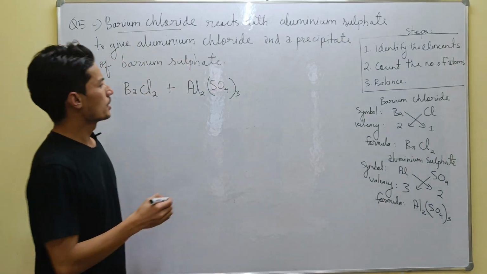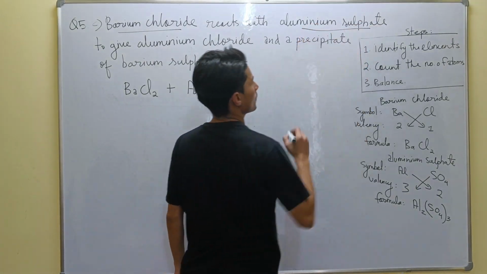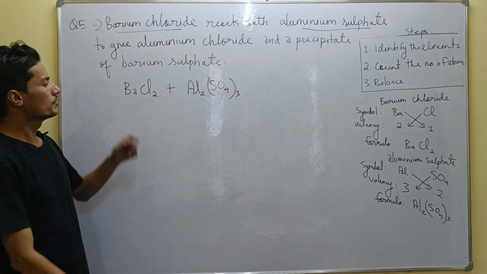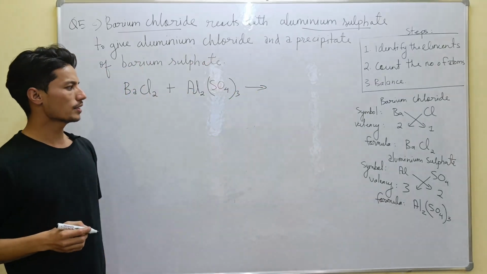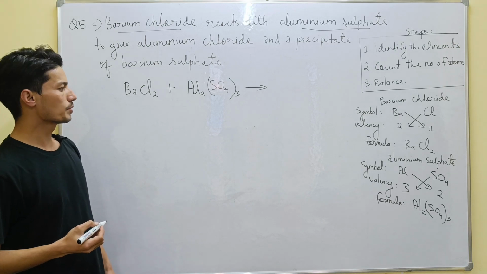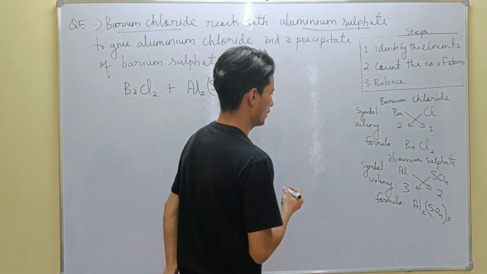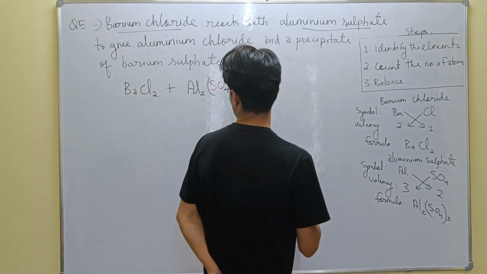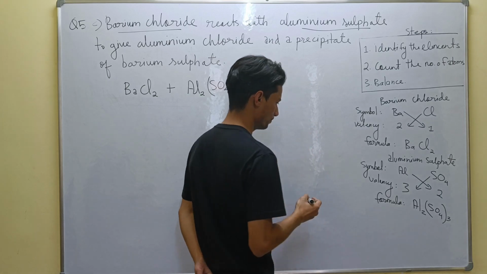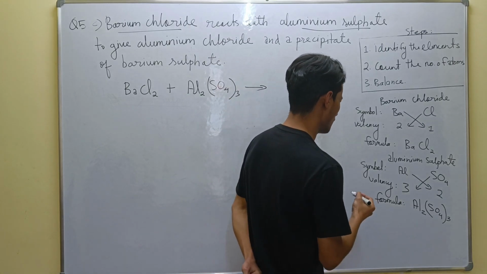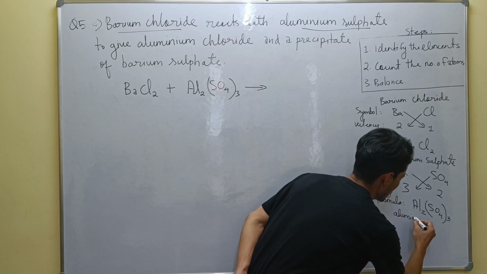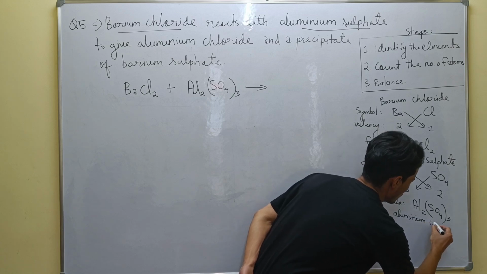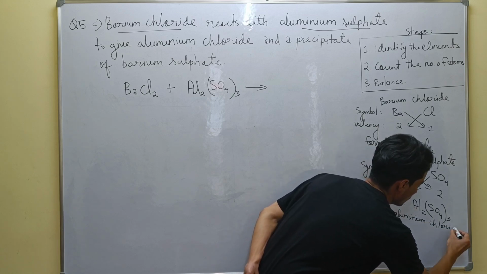Barium chloride reacts with aluminum sulfate. We have just got the formula of aluminum sulfate, to give. Arrow to give means this arrow. Aluminum chloride. Now again we have to derive the formula for aluminum chloride. So let us find the formula for aluminum chloride.